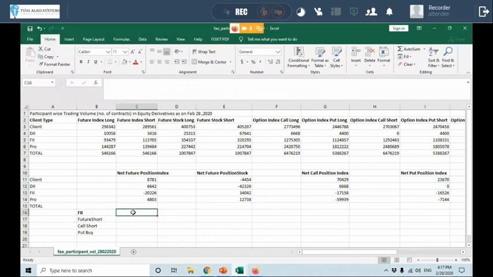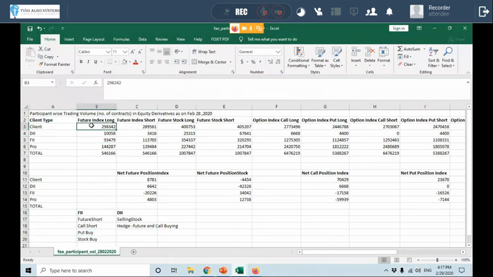So FII, DII is stock buy. Here they are buying stock. Here they are selling stock and hedging with futures, future and call buying. What's happening? Future and call buying. They both are basically negative on the market.